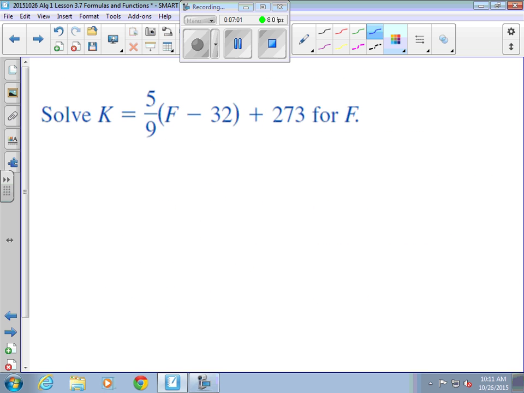On the back, let's do this one. K is equal to 5 over 9 times f minus 32 plus 273. Solve for f. Remember, your order of operations has to go in reverse. Take about a minute on this one.